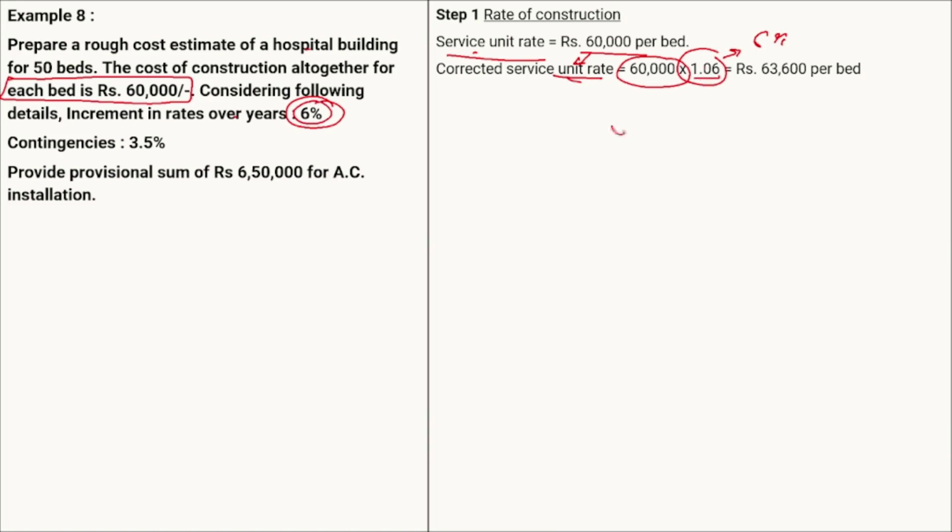Sometimes it is given that the increment in rate is equal to 3% per year, and this particular rate is, suppose, 3 years old. It is given in the numerical that this rate is 3 years old and the increment in rate is 3% per year.